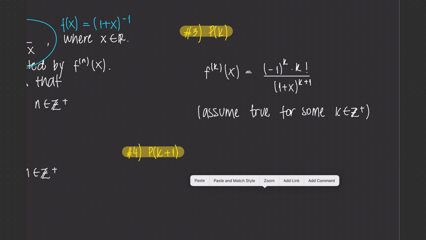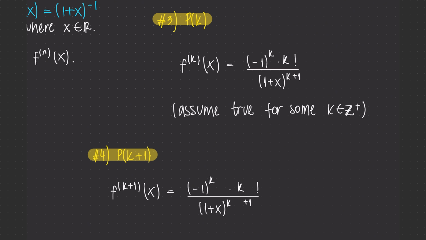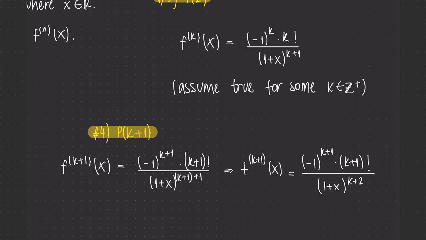We're going to do something similar to P(k), but replacing every k by k + 1 now, which gives us this expression right here, which can of course be simplified to the following: f^(k+1), or the (k+1)th derivative of f, is equal to (-1)^(k+1) times (k+1) factorial over (1 + x)^(k+2). Now the goal, as you know, is to get here. So this is the goal.